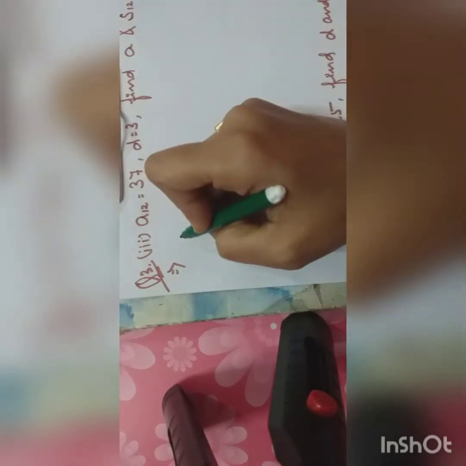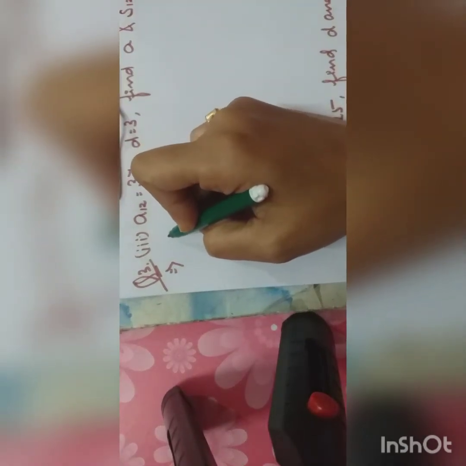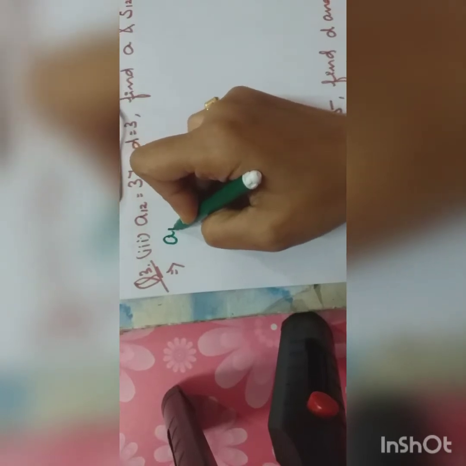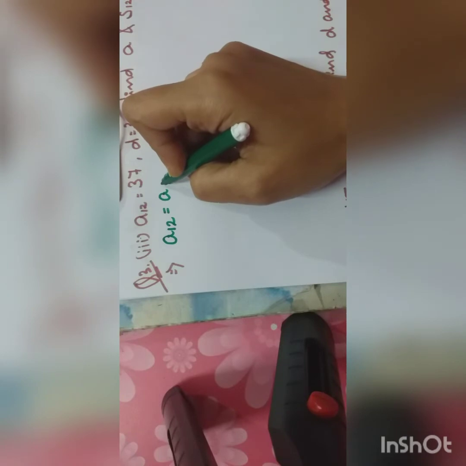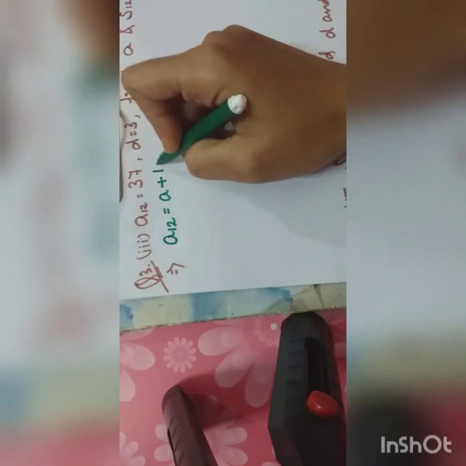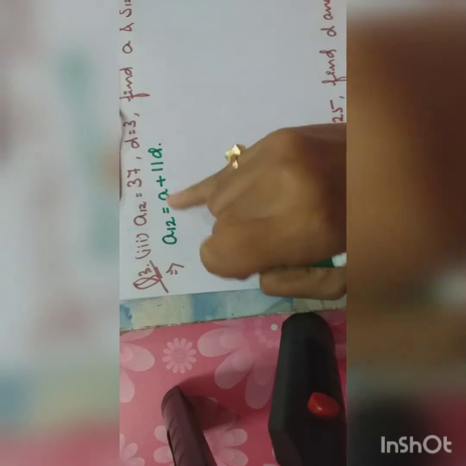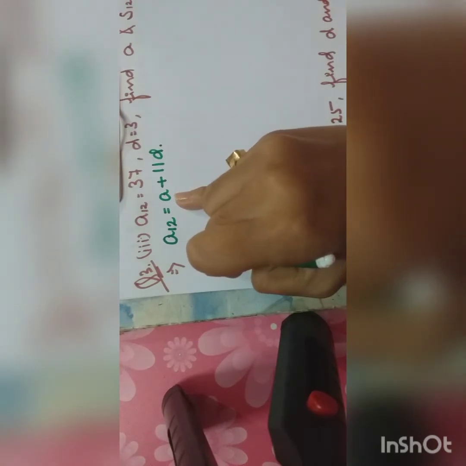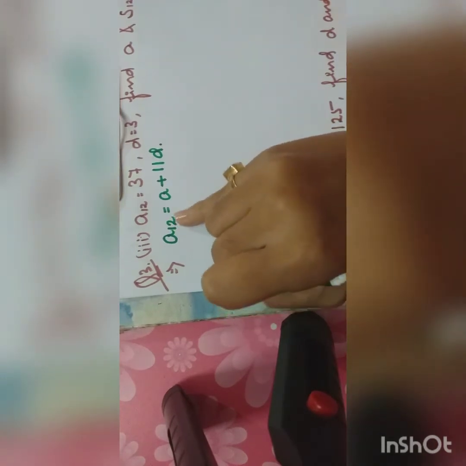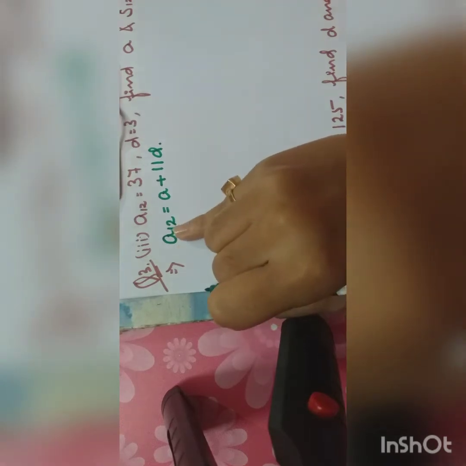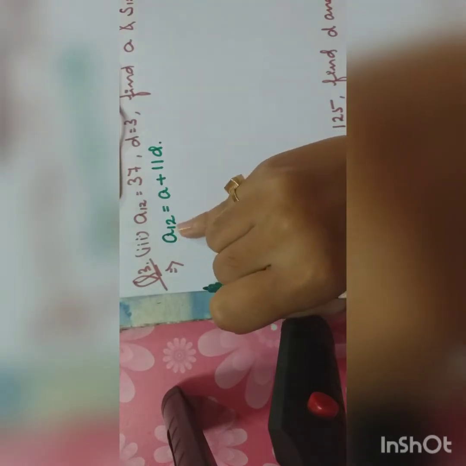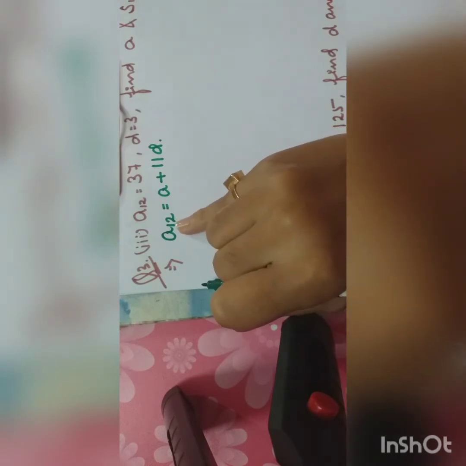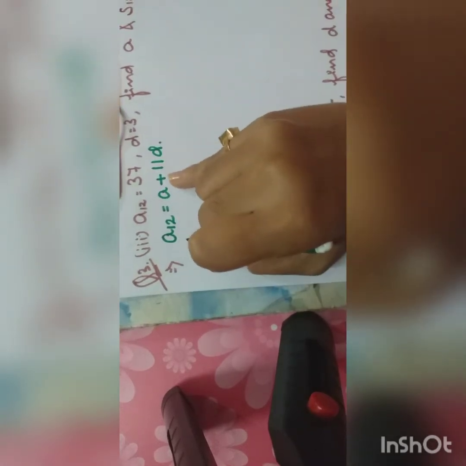As you all know, the general formula to represent the nth term, a12 can be written as a12 equals a plus 11d. These things I have previously discussed in my past videos. So the general formula to represent the nth term is simply a plus n minus 1 into d. So a12 will be a plus n minus 1, where n is 12. So 12 minus 1 will be 11, so 11 into d.